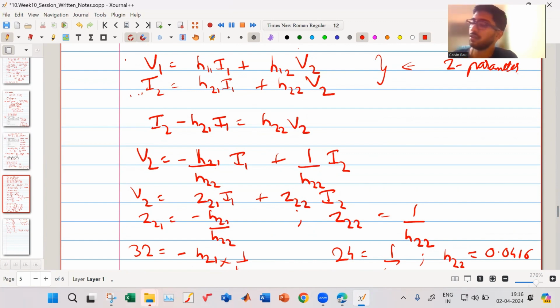Then I compare these two equations, dividing by H22 on both sides. So I get this equation. Then I know the values of Z21, Z22. From that, I can get H21 and H22, right?